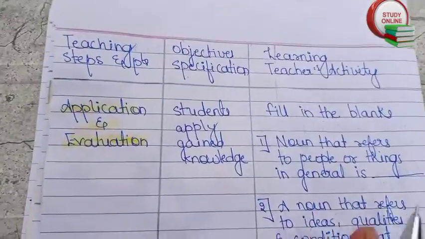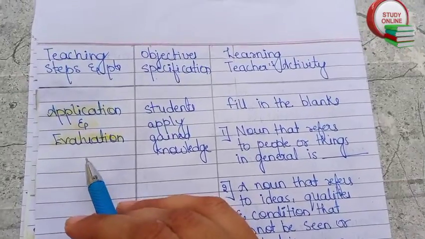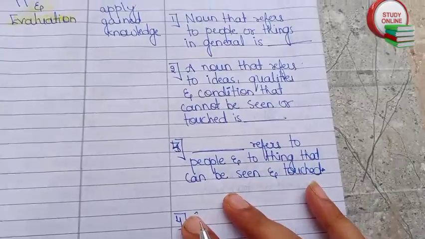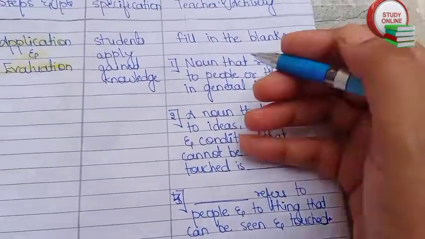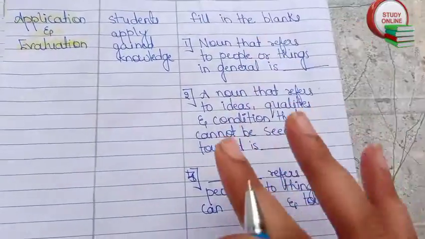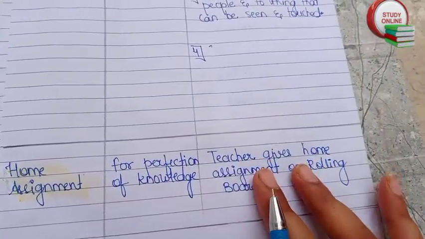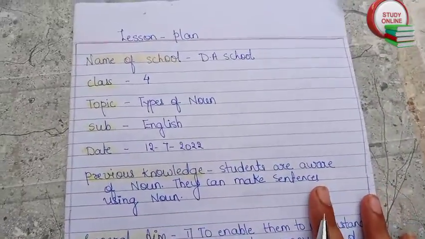Last is application and evaluation. Here you can see fill in the blanks. I have given here 1 2 3 4, and you also have to write something here; I haven't written it here. So this is the application and evaluation, and last is home assignment. For perfection of their knowledge we also have to give home assignment to students.